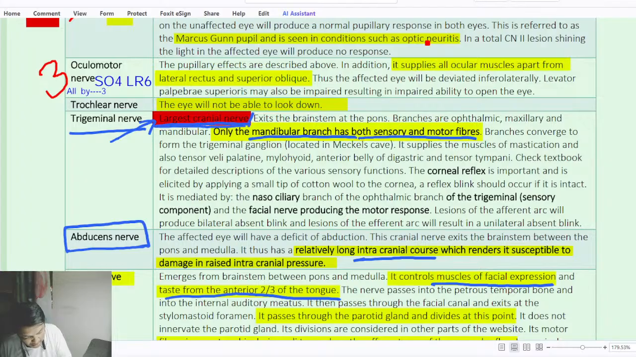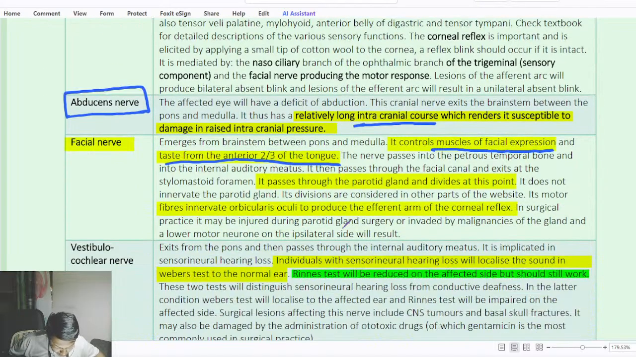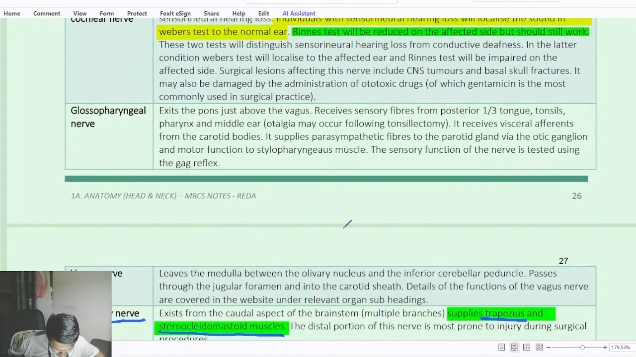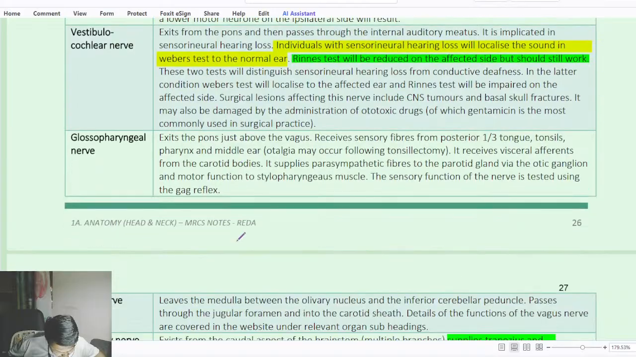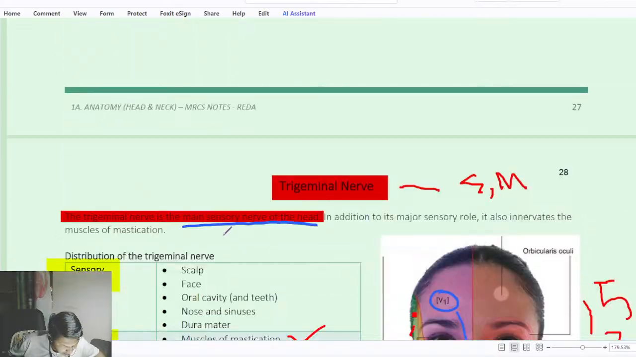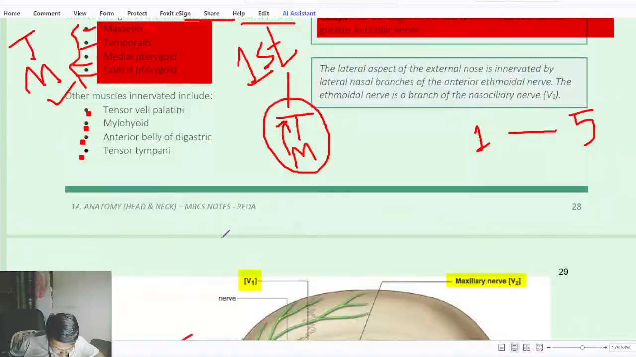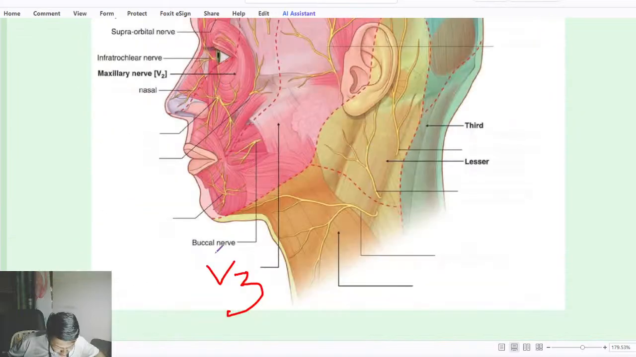Largest. Not the longest. Maybe thick. Largest, yeah, thick. Trigeminal. It is a very big root. Free root. You can check and then you can post in group. Okay. Longest nerve, shortest nerve, thickest nerve.